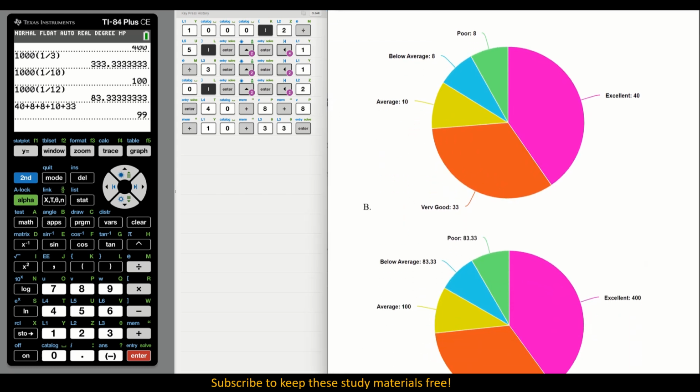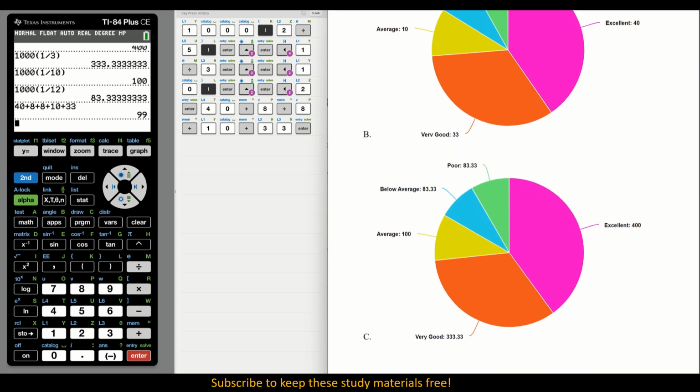So let's look at the last one. Okay, there are only A, B, and C options on this one. Okay, yes, we do have 400 and we have 83.33, which gives us a good decimal. Then when we add it, it's going to look better. Then we have the 100 and the 333.33. Let's add all those up and see if that gets us our 1,000 people.